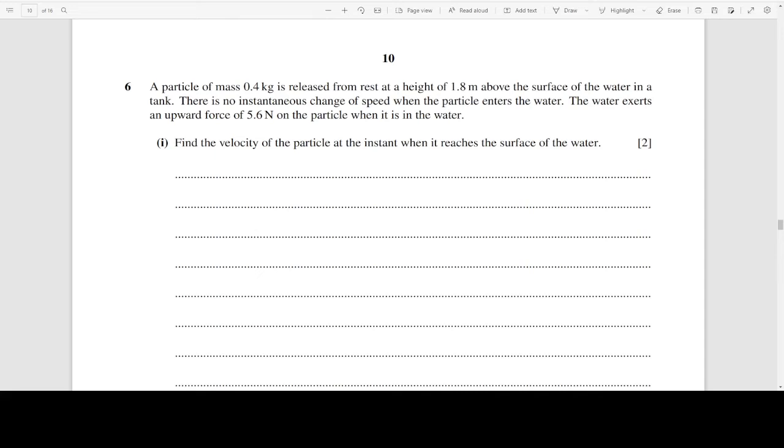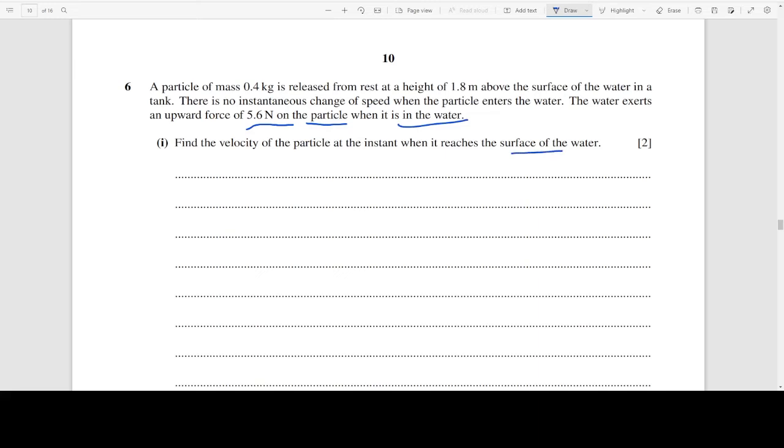A particle of mass 0.4 kilogram is released from rest at a height of 1.8 meter above the surface of water. There's no instantaneous change of speed when the particle enters the water. Water exerts an upward force of 5.6 Newton on the particle when it's in the water. Find the velocity of the particle at the instant when it reaches the surface of the water.